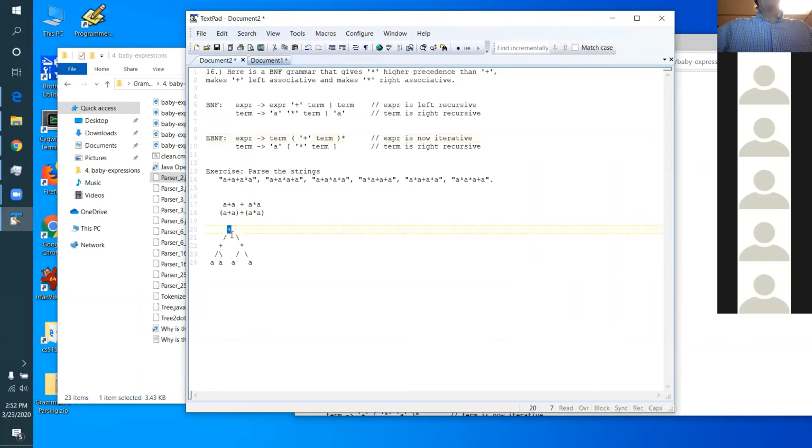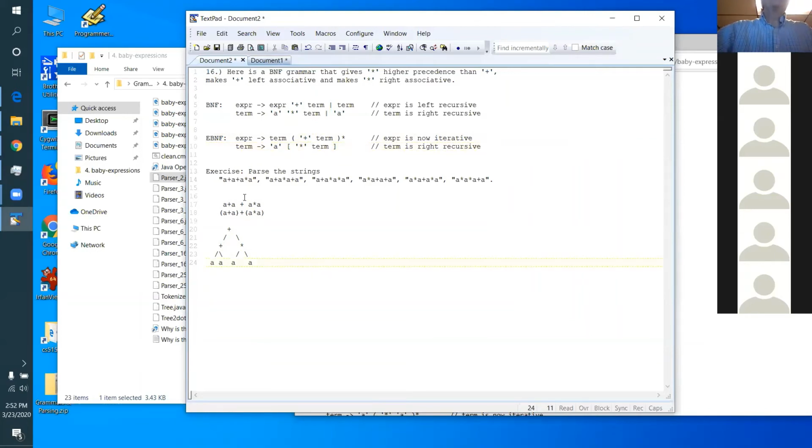We're building up from the bottom up, so our previous tree is on the left, and on our right is this term. Then this term is an A, that's this A, that's down here. A star, that's the star, the root, times another term. And that term is the last A, so that goes here.